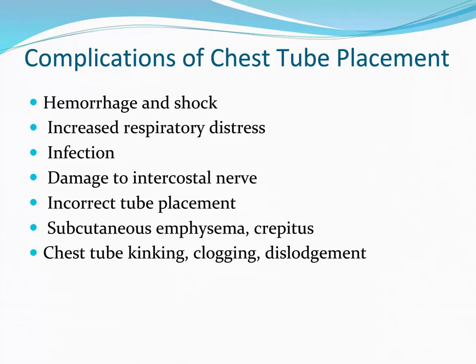When supporting the placement of chest tubes, clinicians need to be prepared for an emergency. While most placements are uncomplicated, when a procedure is complicated, the results can be dire. Let's review the complications. Some of the complications include hemorrhage and shock, increased respiratory distress, infection, damage to the intercostal nerve, incorrect tube placement that can result in unresolved clinical issues or further compromise, subcutaneous emphysema, loss of integrity of the chest tube by way of kinking, clogging, or dislodgement.